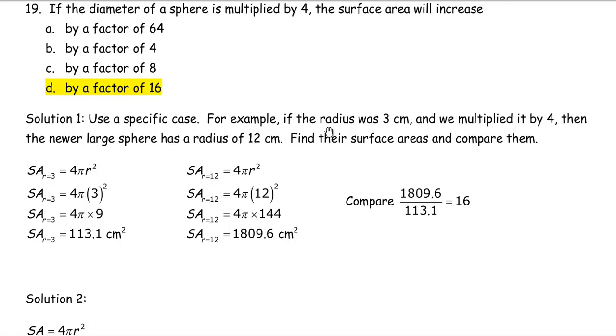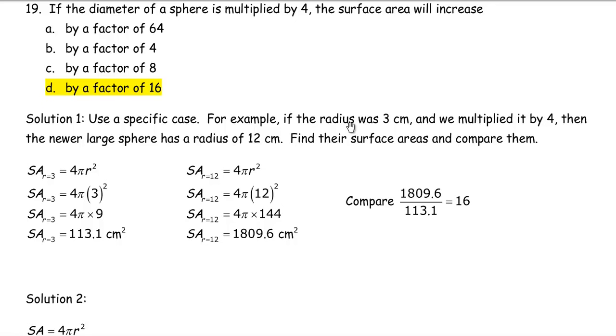So for example, let's say the radius was 3 centimeters. Now it says the diameter is multiplied by 4. If the diameter is multiplied by 4, then the radius would also be multiplied by 4. The reason I'm working with radius here is because the formula is 4 pi r squared. There's no diameter in this. It works with the radius.